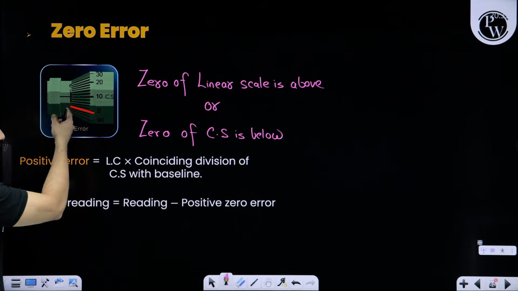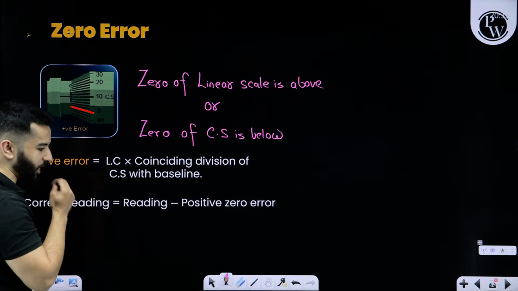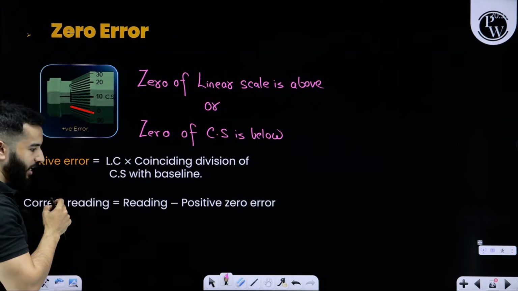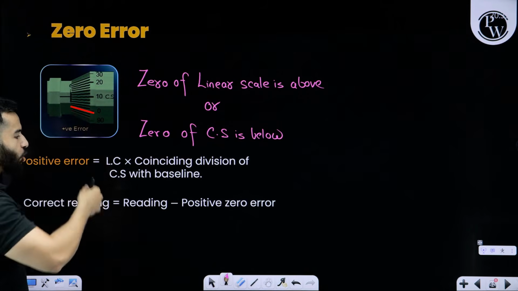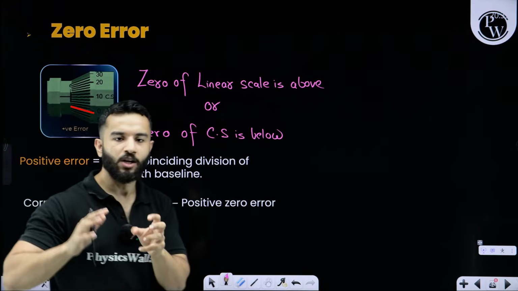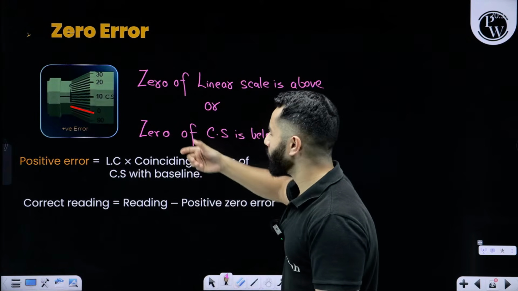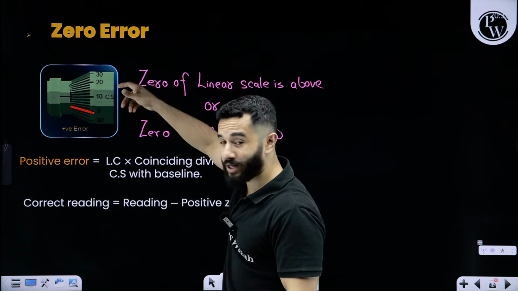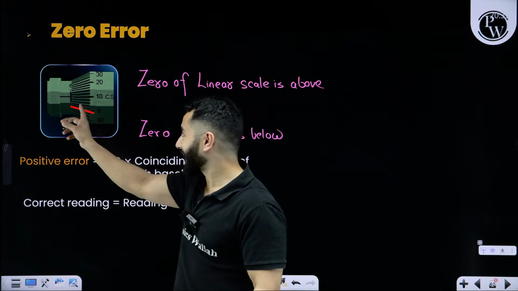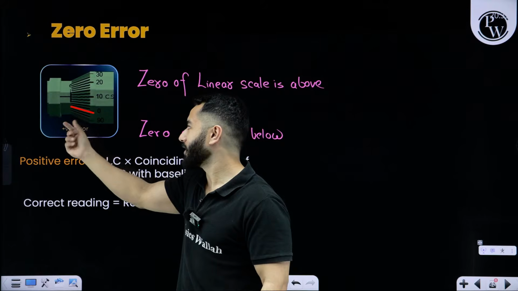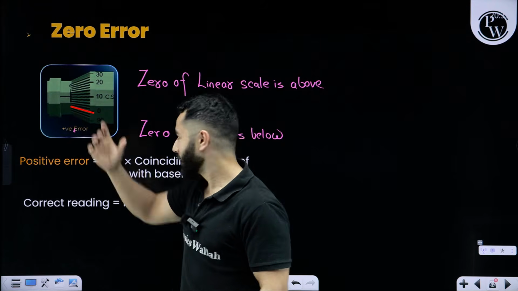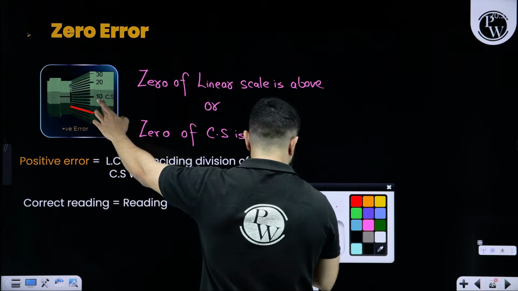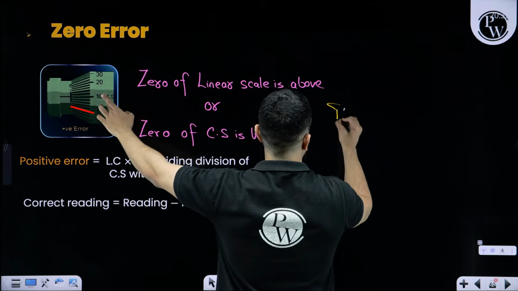See why we are calling it a positive zero error. First try to understand this. Let's suppose we want to unscrew it, we want to open it, right? So what will happen when you want to open it? You will move it in the anti-clockwise direction. So when you move it anti-clockwise, right now it is already giving you some value when there is nothing in between. How? Let me explain.